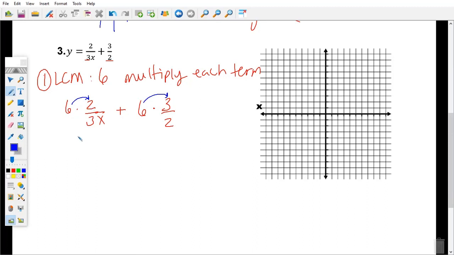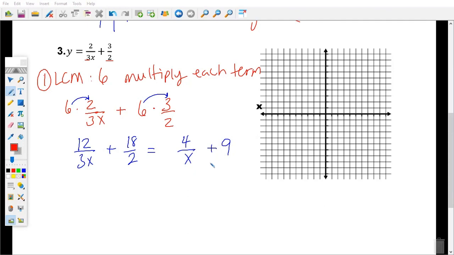So 6 times 2 is 12. 6 times 3 is 18. There you go. Good job. So when you simplify, it'll now be in standard form. What is 12 divided by 3? 4. What is 18 divided by 2? 9. So now I'm in standard form. So now it'll be y equals 4 over x plus 9. Exactly.